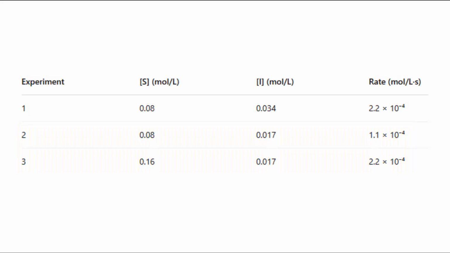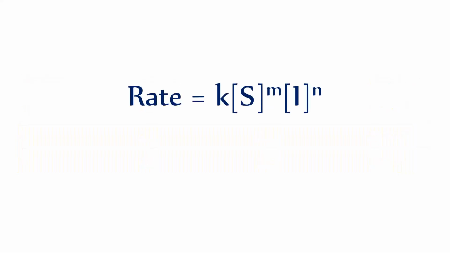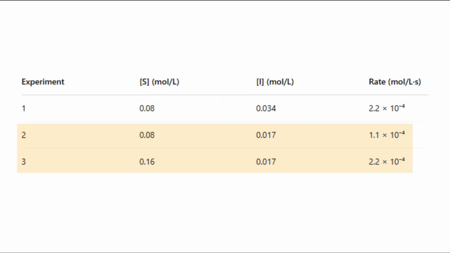So let's go through the same steps that we did before. So first up, we write the general rate law. So we have the rate is equal to K times the concentration of S to the power of M times the concentration of I to the power of N. Then we'll work out the order with respect to each reactant. Let's start with reactant S.